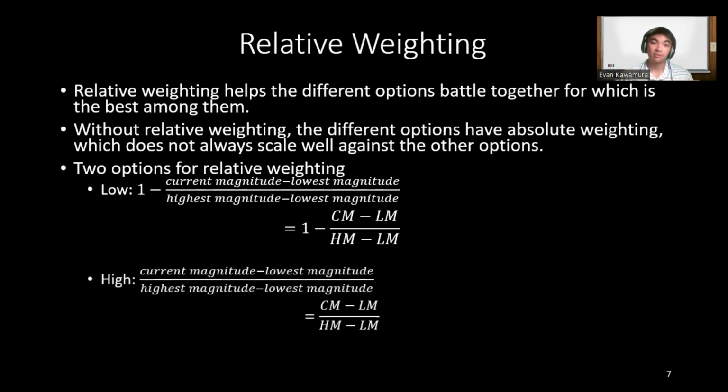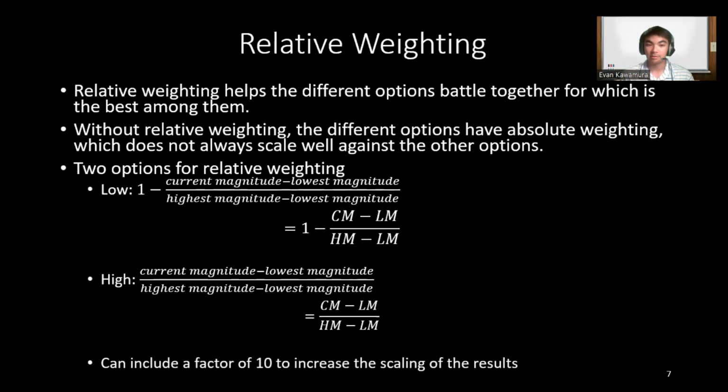The other option for relative weighting is, of course, the high value. So if you want the criteria to weigh the higher value, then you just ignore the 1 minus and you keep the fraction the same. Now, as another side bonus or inside secret, you can also include a factor of 10 to these two equations so you can increase the scaling of the results. And so I usually like to do that.